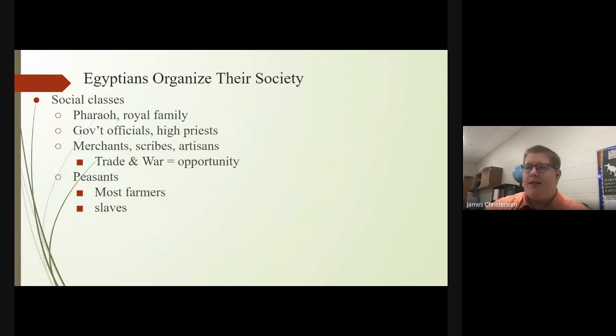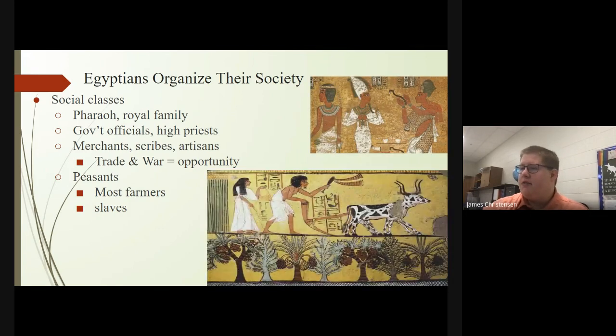So the Egyptians and their society was very much hierarchical in terms of social classes. You had the pharaoh and the royal family at the top. Underneath them were the government officials and the high priests. Below them were your merchants, your scribes, and artisans who viewed trade and war as a lot of opportunities to succeed. And then at your bottom layer, you had your peasants, mostly farmers and slaves. Here's a couple other image examples of that.